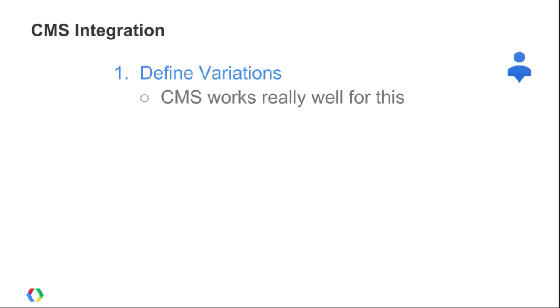I'll go through now what the steps would be to get this accomplished. If we think about those 5 steps you have to go through for an experiment, the first one is defining the variations. For a CMS, this is great. CMSs are really good at defining variations. You can just add new pages and new content, and that's pretty much taken care of through the interface of the CMS.